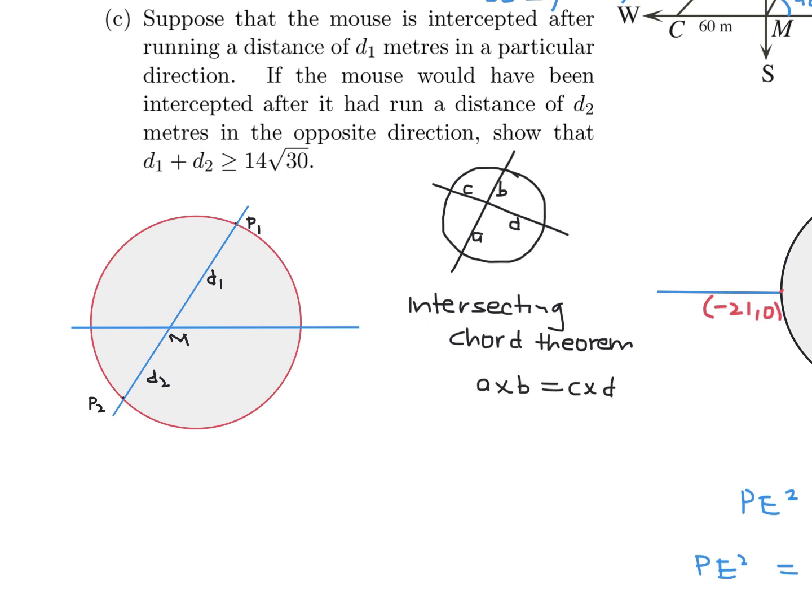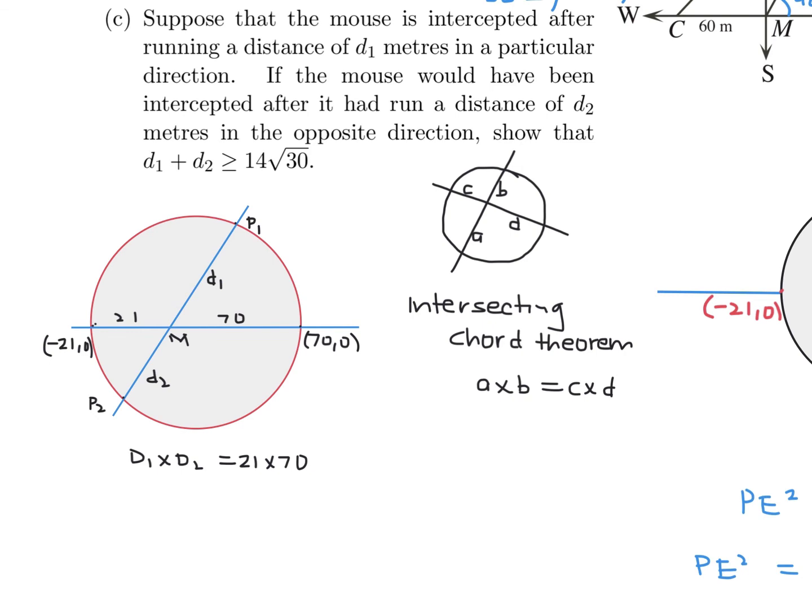So applied to this, we can do the same thing. This is d1, this is d2, and then what about here and here? Well, remember in the previous part, we had proven that this would be 7, 0, and this would be minus 21, 0, the opposite ends of that circle. So this is 21 and this is 70. So using the intersecting chord theorem, d1 times d2 is equal to 21 times 70. Okay, so that's the first part of this question.